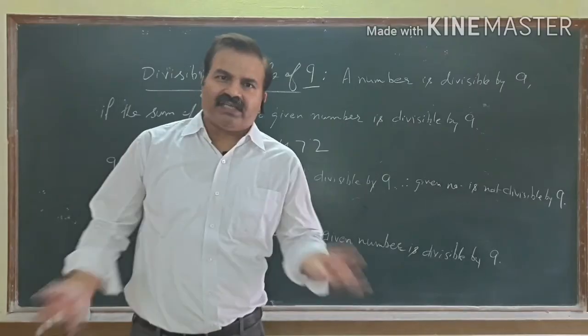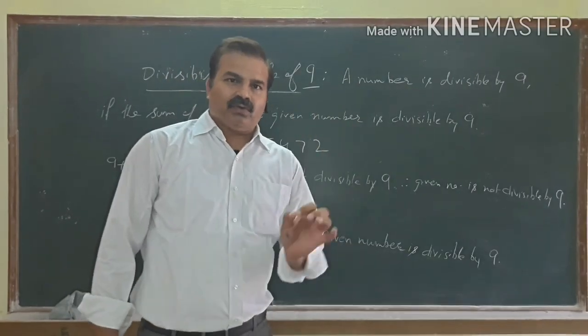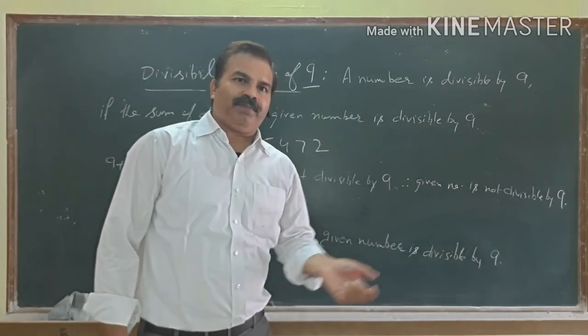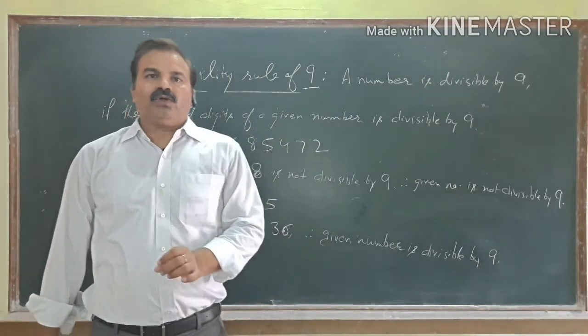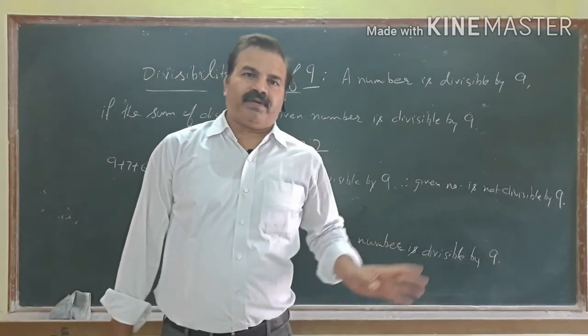Right. Now divisible by 10, that is very simple. The number ending with a 0. In any number, if the unit place is ending with a 0, then the complete number is divisible by 10.